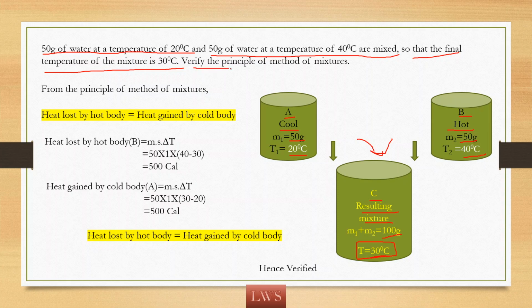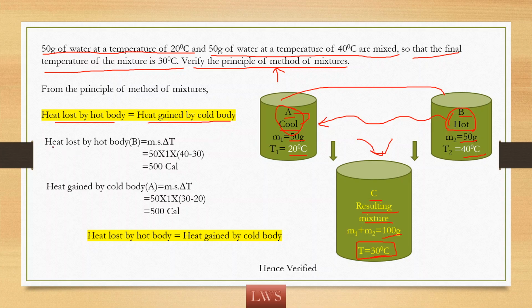So here we need to verify the principle of method of mixtures. What is the principle of method of mixtures? Heat lost by hot body equals heat gained by cold body. Here A is cool, B is hot. When we mix these two, what happens? B will lose its heat energy and A will gain heat energy. And as per the principle of method of mixtures, the heat gained by A will be equal to the heat lost by B. Now let us see whether it is following or not.